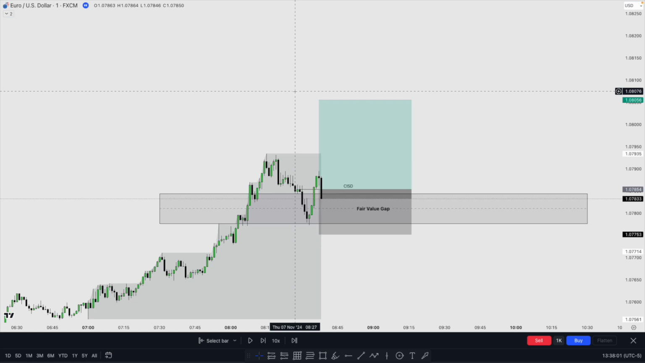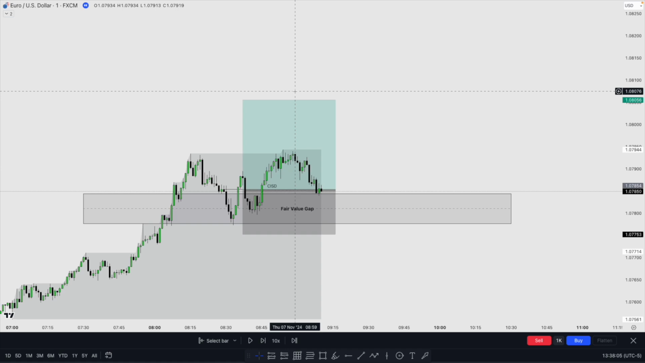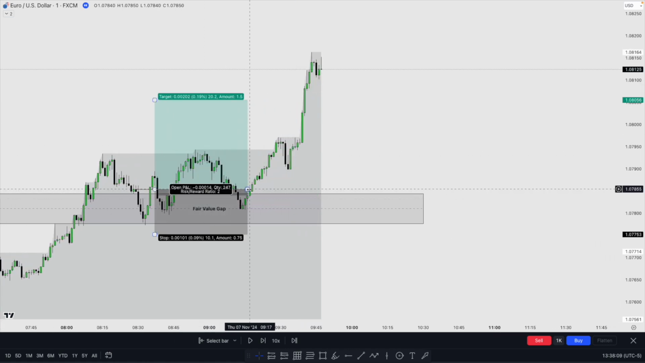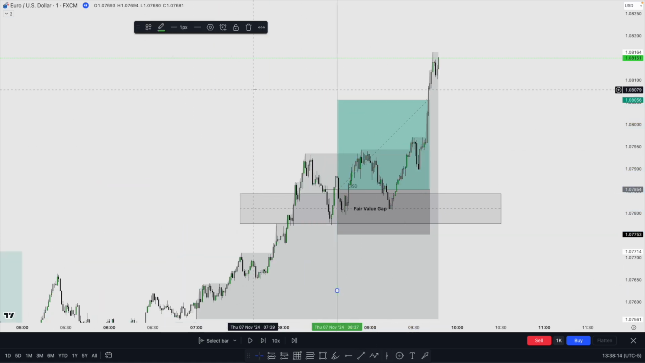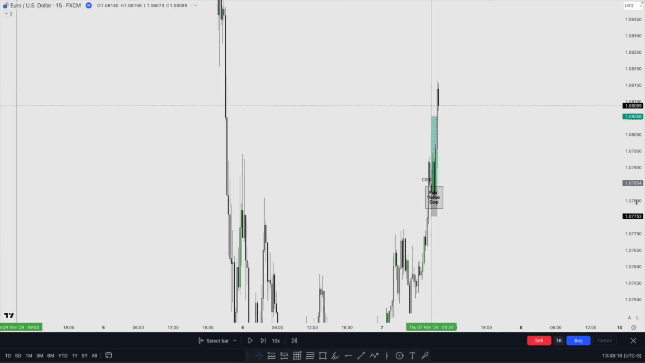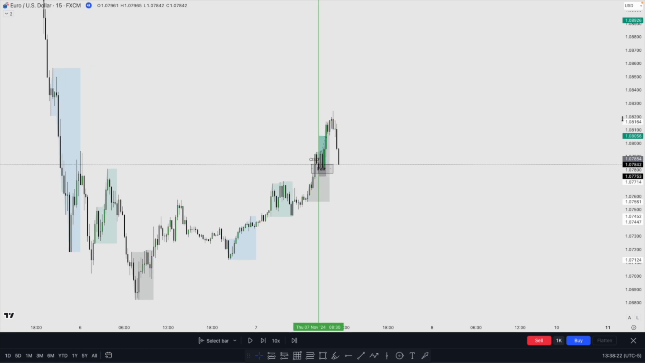Play price forward. We get a tap into our trade, and we let this trade play out. And you can see we are out of the trade. Let's mark that with another green line for another win. Go back to the 15-minute time frame, and we go home. We wait for the next day to come.